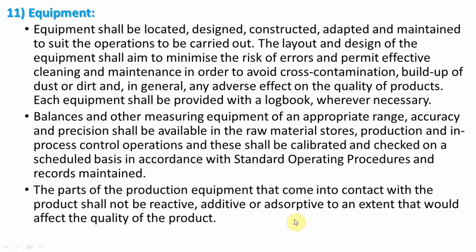Next is the equipment. Equipment shall be located, designed, constructed, adapted and maintained to suit the operations to be carried out. Balances and other measuring equipment of an appropriate range, accuracy and precision shall be available in the raw material stores, production and in-process control operations, and this shall be calibrated and checked on a scheduled basis in accordance with SOPs, and records should be maintained.